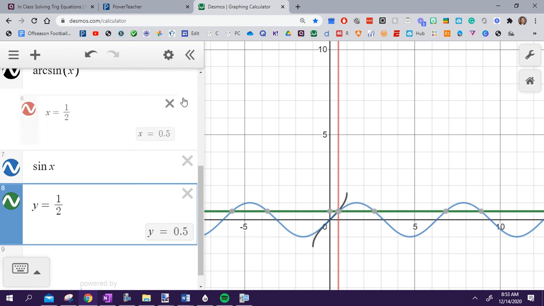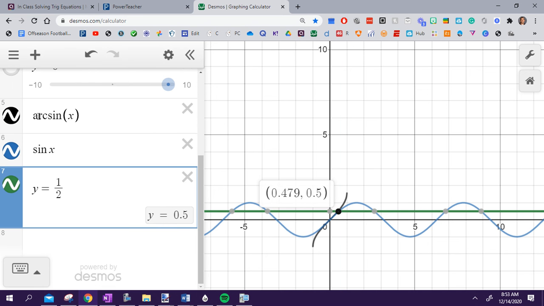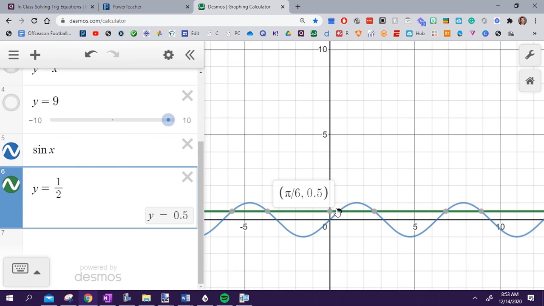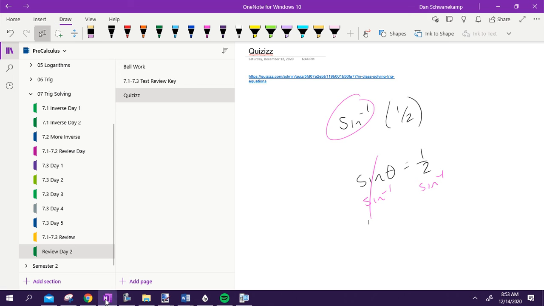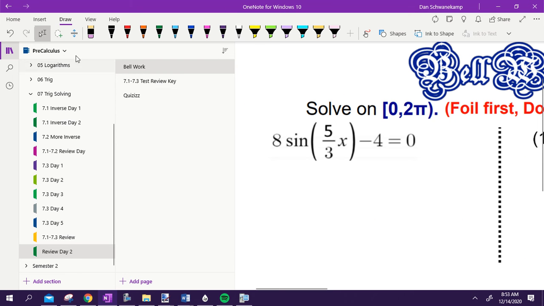Sorry, let me turn this off. Pi over 6, and that one, and that one, and that one. So the difference is I'm restricted to the domain if inverse is written. If I'm just doing the inverse to solve, then I'm not restricted. Does that kind of make sense? It's a weird thing. I know that that's a struggle, but that's what you're trying to do.